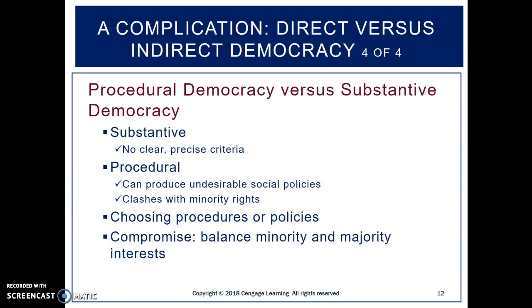So in a substantive democracy, there are no clear, precise criteria. But in a procedural democracy, you can have undesirable social policies, but you can also have a system set up where it clashes with minority rights. And so are you choosing procedure or policy? And so you have to be able to balance minority and majority rights. And minority rights are simply things that cannot be denied to any citizen by majority decisions.